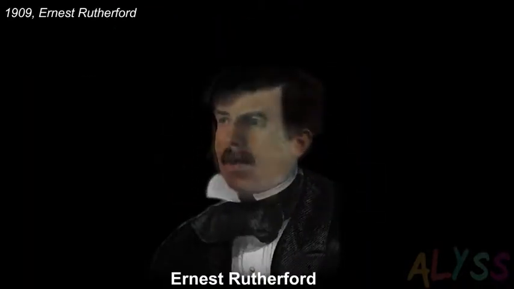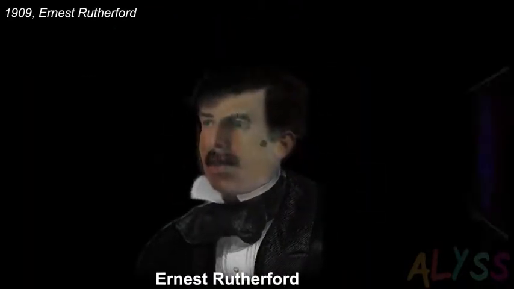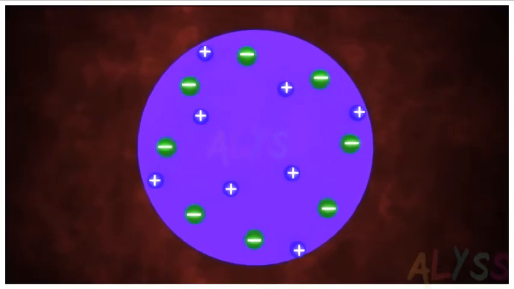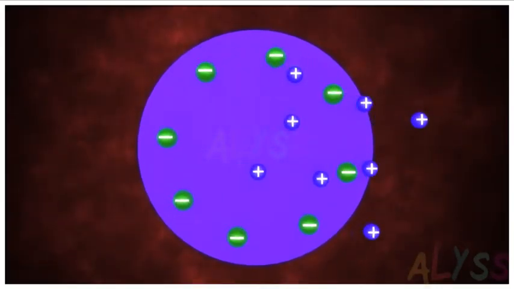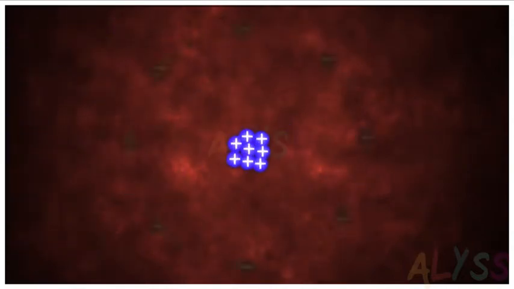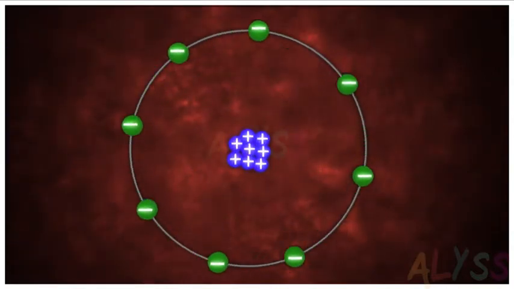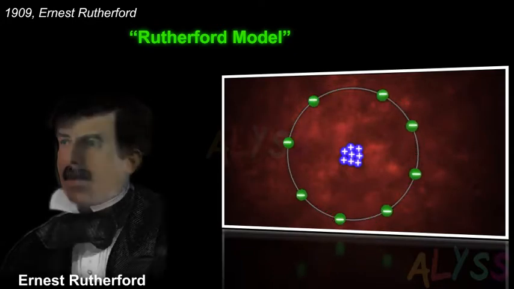Later, in 1909, Ernest Rutherford suggested that a positive charge and most of an atom's mass was concentrated in the nucleus at the center of the atom. We now know it as the Rutherford model.